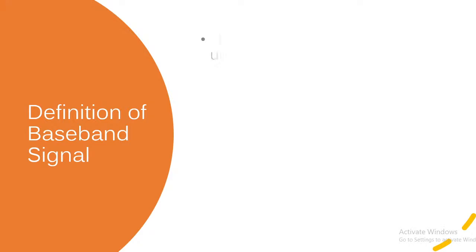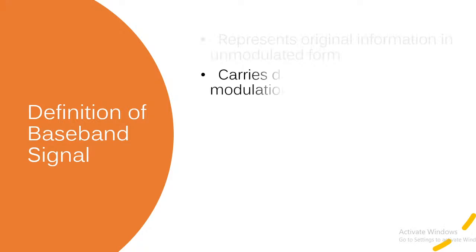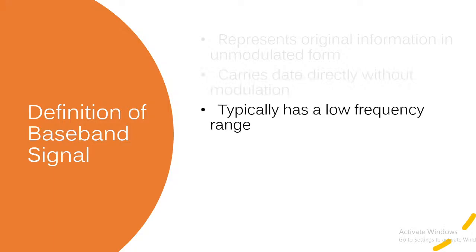The definition of a baseband signal is that it represents the original information in unmodulated form. It carries the data directly without modulation. So there is no modulation, no change is done to the data. Data is directly carried by the baseband signal. Typically, baseband signals or information content are at low frequency, so it will have a low frequency range.